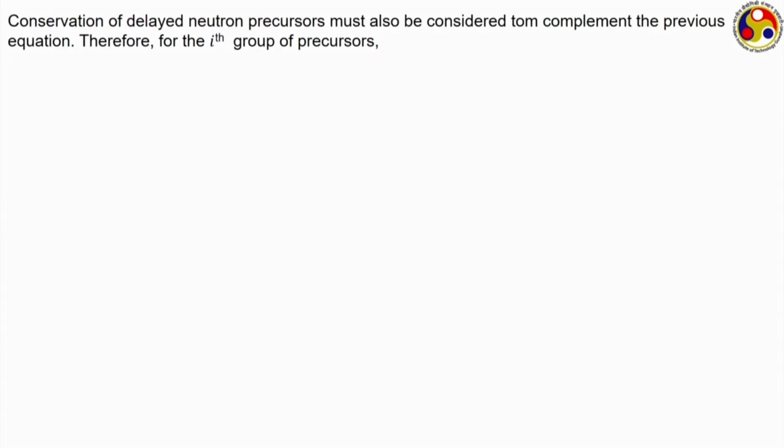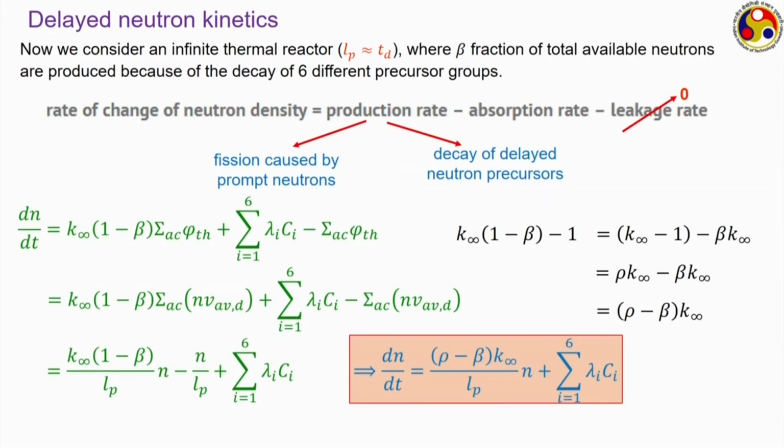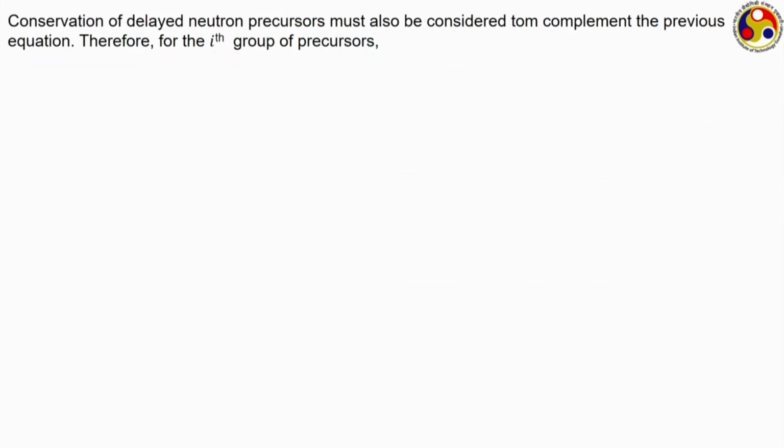Now, conservation of the delayed neutron precursors must also be considered, because here this C term is unknown. While others are generally properties, we also need to know this C, and that is possible only if we consider conservation of these delayed neutron precursors. So, for the ith group of precursors, we can write this conservation equation where the left hand side represents the rate of change in the concentration of the ith group, and on the right hand side the first term represents the rate of production of delayed neutron precursors of that ith group, because beta is the delayed neutron fraction for that ith group, and lambda_i C_i represents the decay rate, which we have used in the previous slide also.